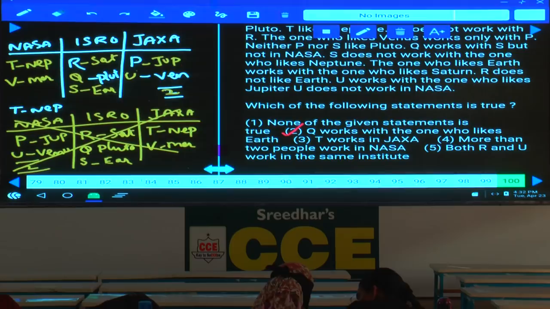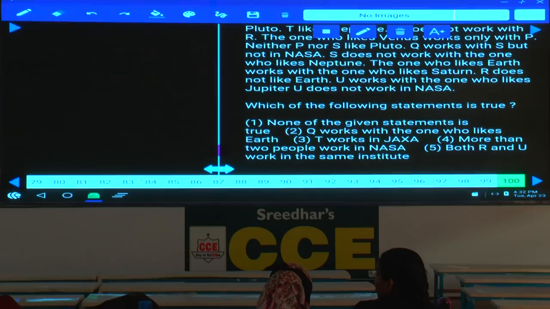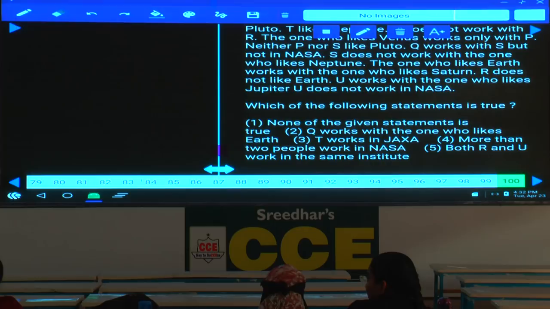Now in this paper number 655, question number 66 to 100. Once the paper has been given to you, how to score in this one within that stipulated time? What is the time allotted to this one? 20 minutes. Now in 20 minutes, you have to maximize your score. Then how to maximize the score in this paper?